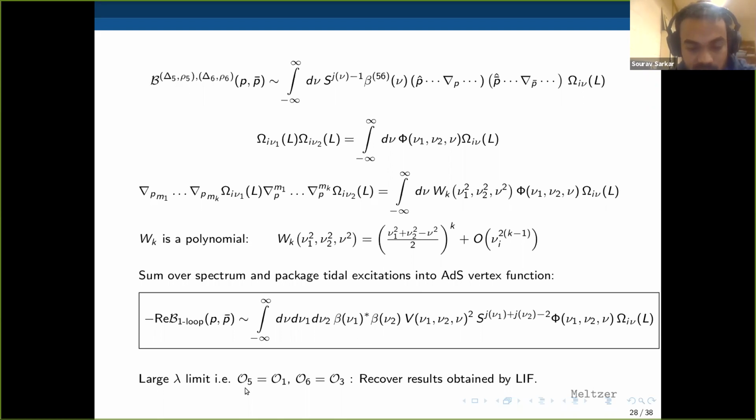So this limit was studied by Meltzer and he used the Lorentzian inversion formula. So if we take this limit on this formula, then we can recover the results that he had derived. Now that we have this formula, we want to take the flat space limit of this equation, and that will allow us to constrain some dynamical quantities.